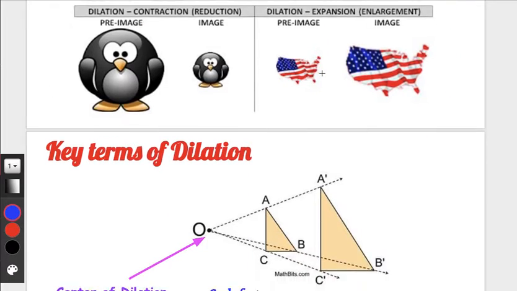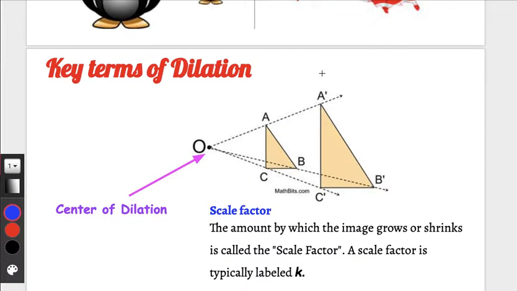Now, when we talk about dilation, we always mention two things. One is called the center of dilation. The center of dilation sometimes is not easy to see from the picture, and sometimes you have to connect the lines here, and every single thing goes back to one point. This is called the center of dilation. It is the center we use to enlarge or reduce the size of the picture.